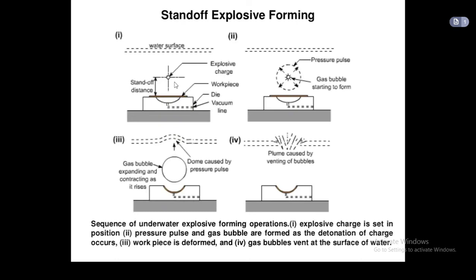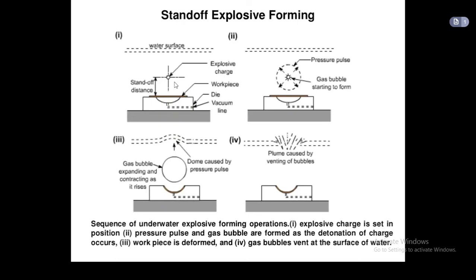Then, when we discussed the advantages of the high velocity forming process, we discussed the spring back effect. So what is meant by spring back effect? When we apply force on a material, it gets deformed, and when we remove this force, it comes back toward its original position. This is generally called spring back. But in a high velocity forming process, the spring back effect is eliminated.